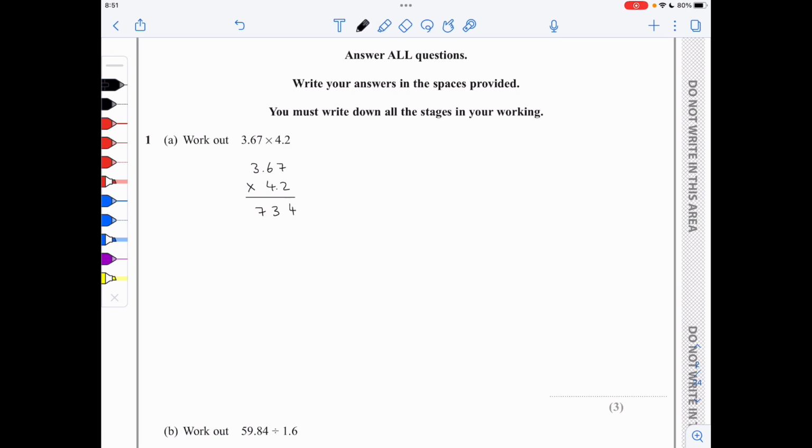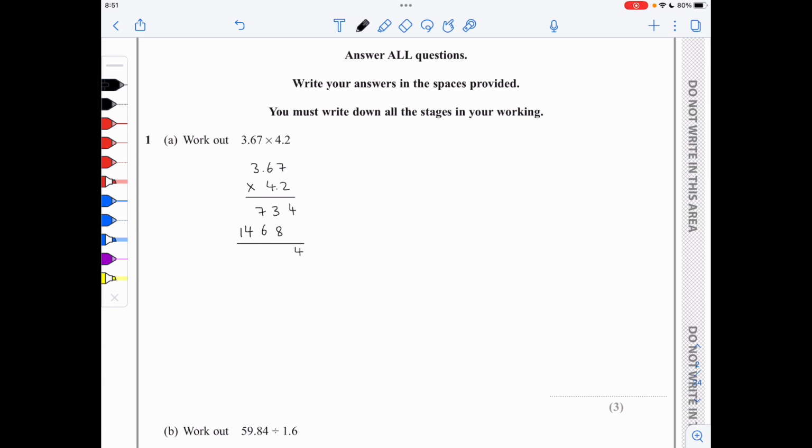Then 4 times 7 is 28, and we keep 2. 4 times 6 is 24, and 2, 26, and we keep 2. And 3 times 4 is 12, and 2, it's 14. We can now add them up.